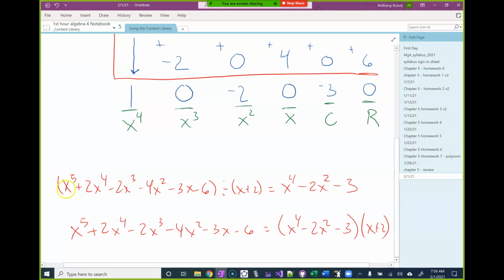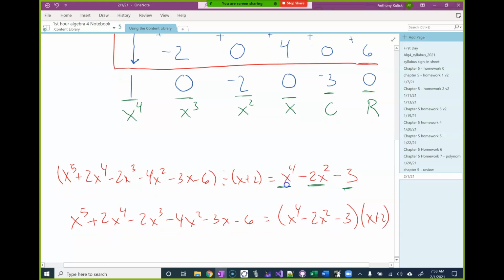So what we can say then is that our original problem, x to the fifth plus 2x to the fourth minus 2x cubed minus 4x squared minus 3x minus 6 divided by x plus 2 is equal to 1x to the fourth, 0x cubed, I didn't bother to write that, minus 2x squared, 0x, not going to write that, then minus 3, and because the remainder is 0, there's nothing else to write there.